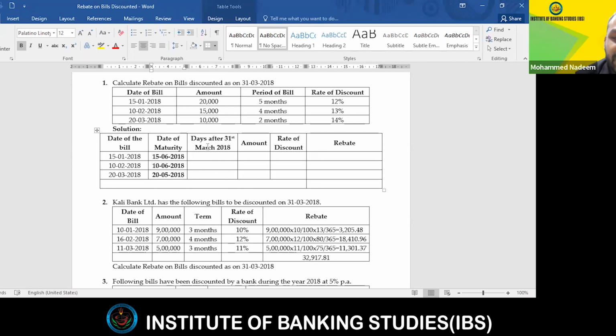Now, the third column. What you have to do is check whether all the bills are maturing after the financial year end or before the financial year end. After the financial year. So we got to know this one. It is after. All bills are after only.